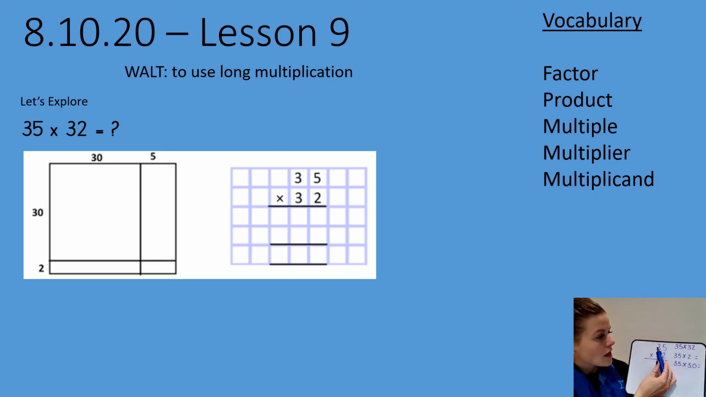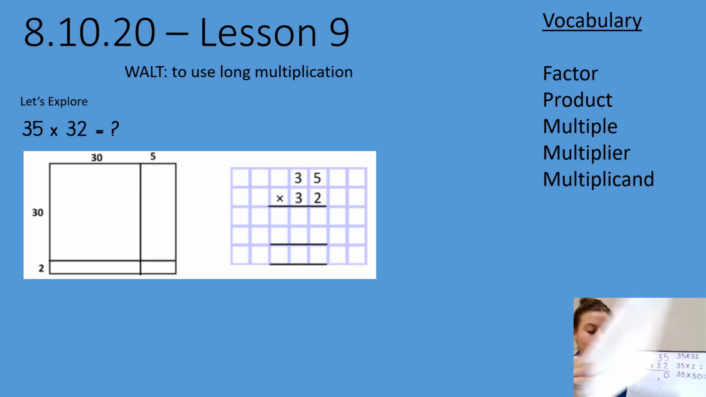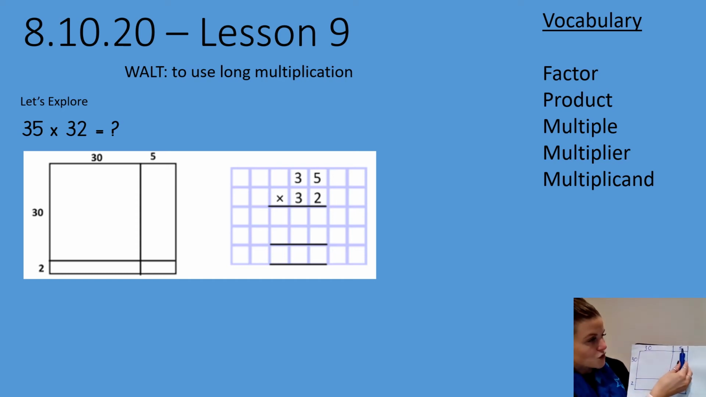Then I'm going to do 30 multiplied by 2 because that's the next part of my multiplication here. So I'll find that on the grid. I've done 5 multiplied by 2. I've now got 30 multiplied by 2. So I'm going to use known facts to work that out. I'm going to say that 3 times 2 is equal to 6.